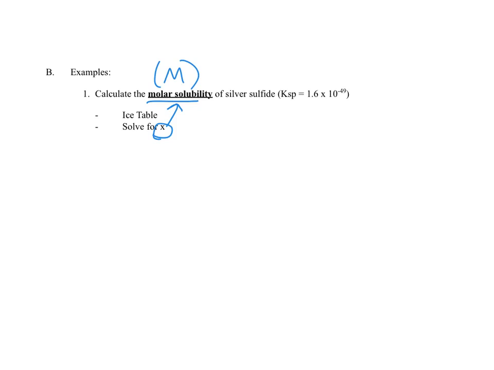In some textbooks, instead of x in their ICE table, they'll use s to represent solubility. But just for keeping it simple, we're going to just use x, just the way we did with all of our other ICE tables. So if we're calculating the molar solubility for silver sulfide and they give us the Ksp value, look at that Ksp value, really small, times 10 to the negative 49. That means most silver sulfide will not dissolve, but a tiny, tiny amount will. So first thing we have to do is correctly write our formula. So sulfide is -2, silver is +1.